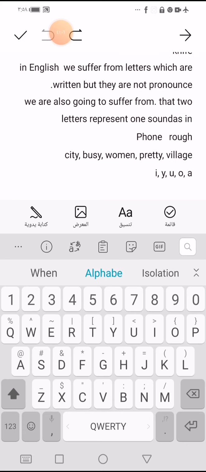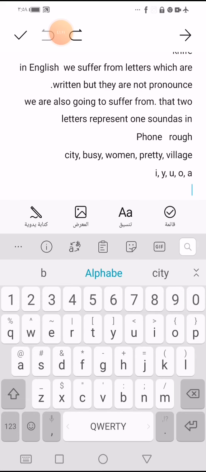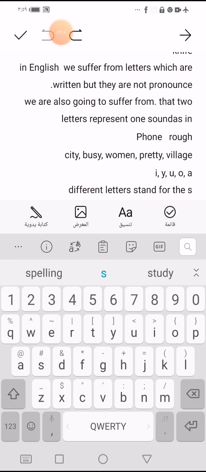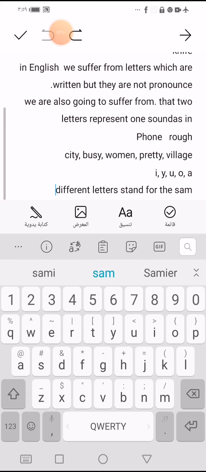The suffering, I'm going to write it. Now, different letters stand for the same sound.